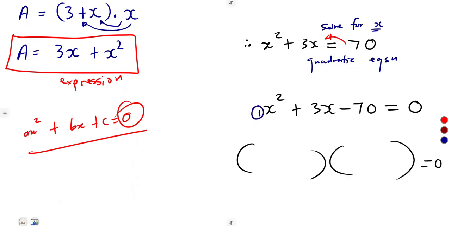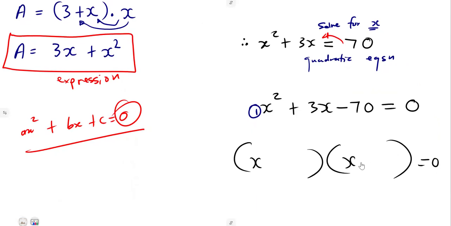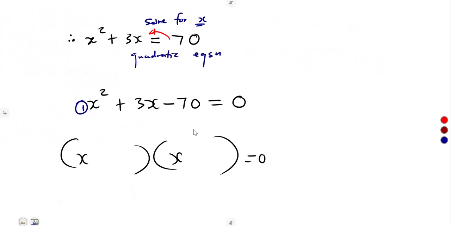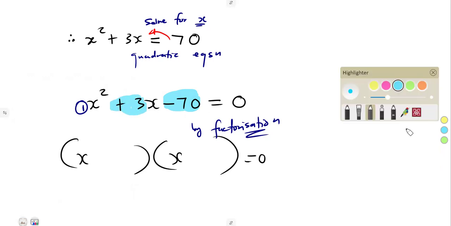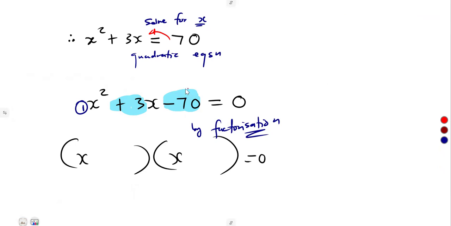The coefficient of x squared is 1, so this enables us to just use x and x here. X times x will be x squared. We're going to solve by factorization. So that is considering the factors of the constant negative 70, which will add up to positive 3. Factors, products of what? Of this, negative 70. Two numbers that you can multiply, you get negative 70. There are so many, guys.